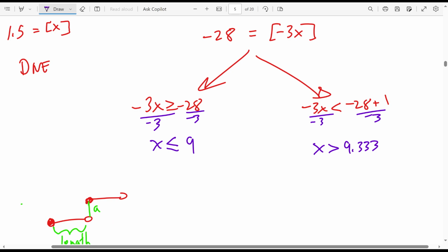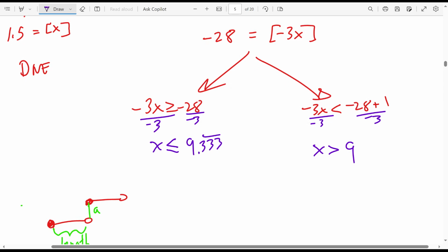Greater than 9.333. Oh, I'm an idiot because I just wrote it wrong. Because this guy here is my 9.333, and this guy's my 9, because that would be -27 divided by -3. So now it makes sense.